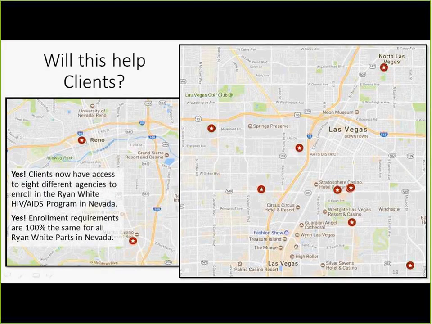Now, the question is always, will this help clients? The answer is yes. Universal eligibility standardized enrollment documents across all parts, easing the burden on providers and the consumers. Eligibility reduces the burden on clients trying to access services. This means there is no wrong door for eligibility. The client can become eligible at any entry point and have access to services at all Ryan White parts.